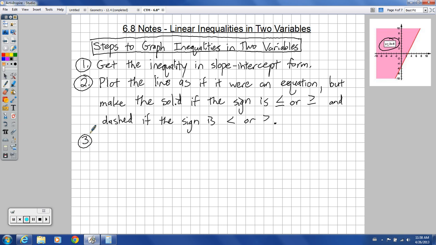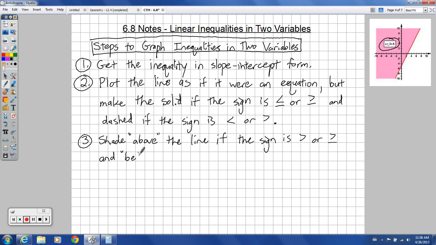And then the third step, the final step, you just need to shade above the line. And we'll talk about what I mean by that, shade above the line. Here, think of the line as kind of a roof to a house or a building, and what would be above the roof? Well, it would be this stuff. You're shading above the line here. So notice this is greater than or equal to. We're shading above the line if the sign is greater than or equal to. Remember though, it has to be in slope-intercept form. If you're going to use the steps I'm showing you here, it's got to be in slope-intercept form first.